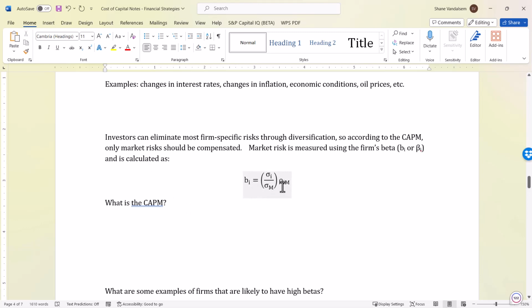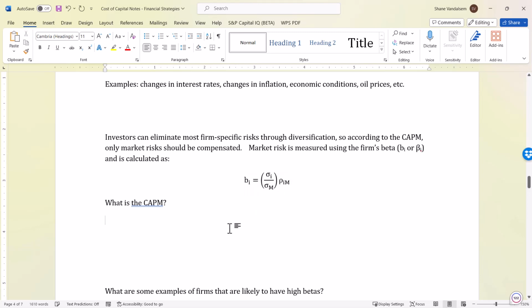It's calculated as, and I won't ask you to calculate this, but the way that we calculate beta is that it is the standard deviation of the returns for the individual investment divided by the standard deviation of the returns for the market multiplied by the correlation of the two.